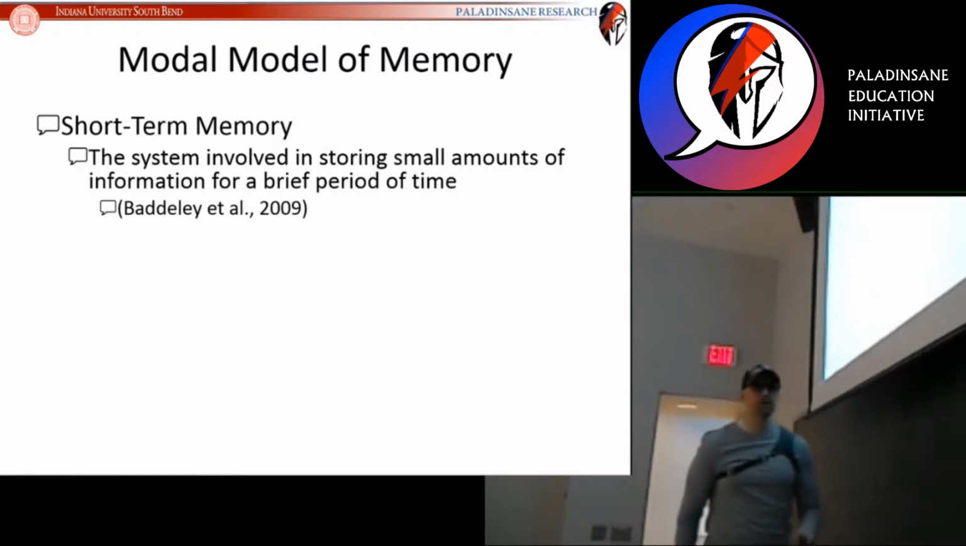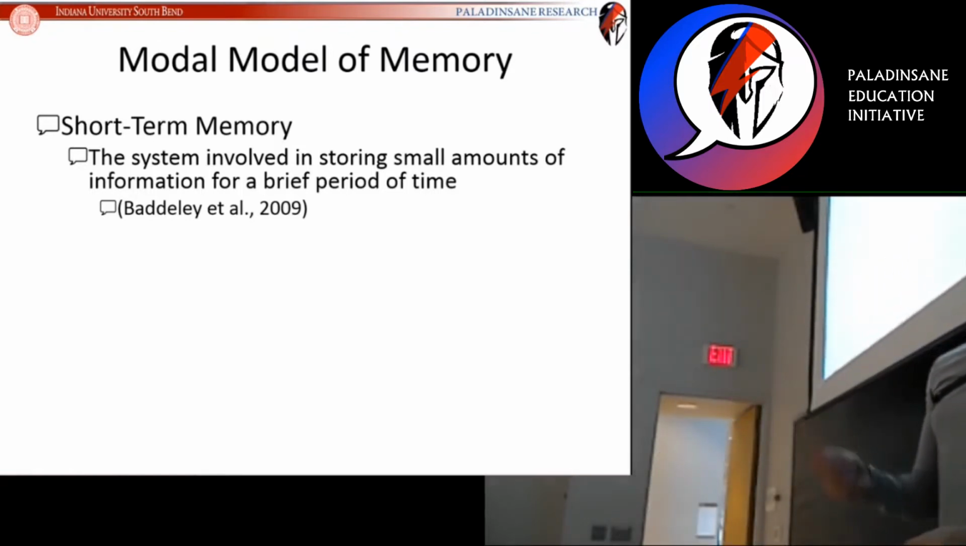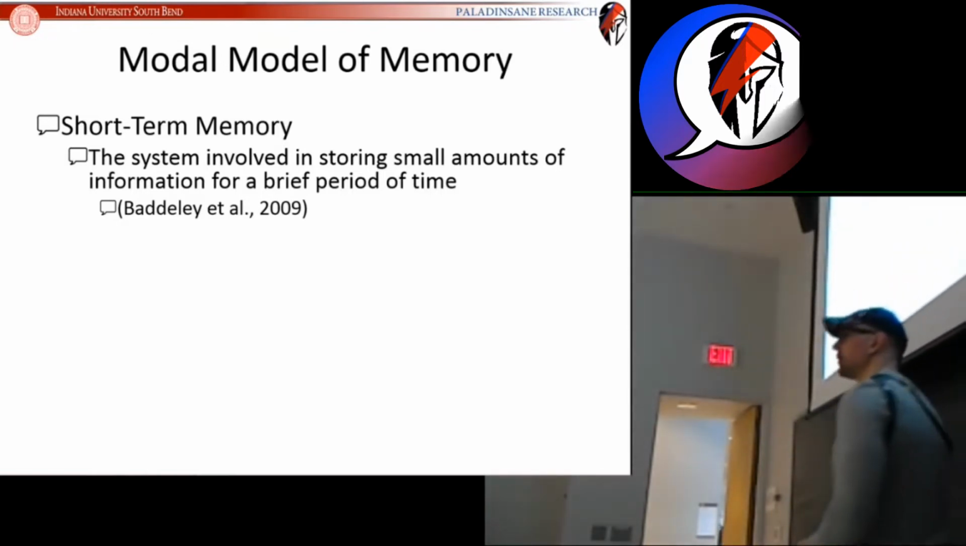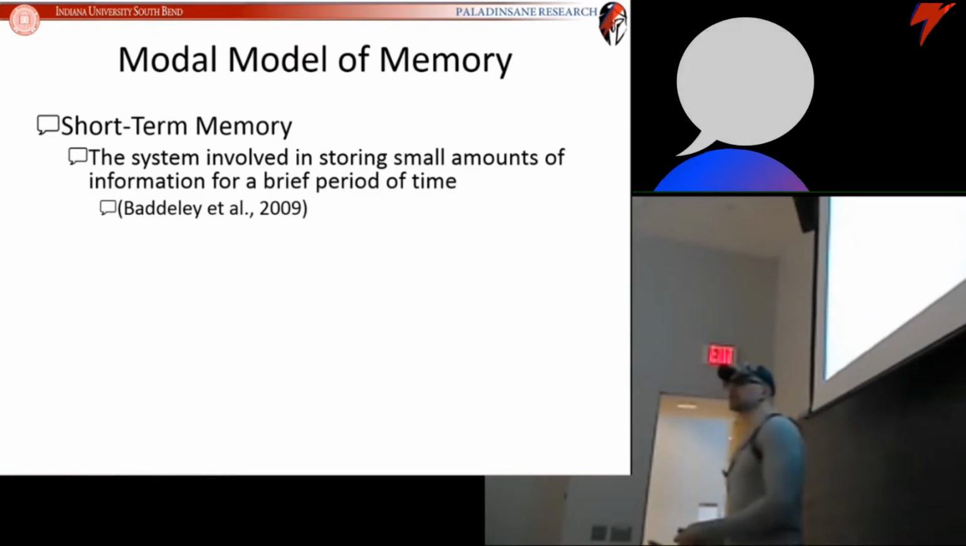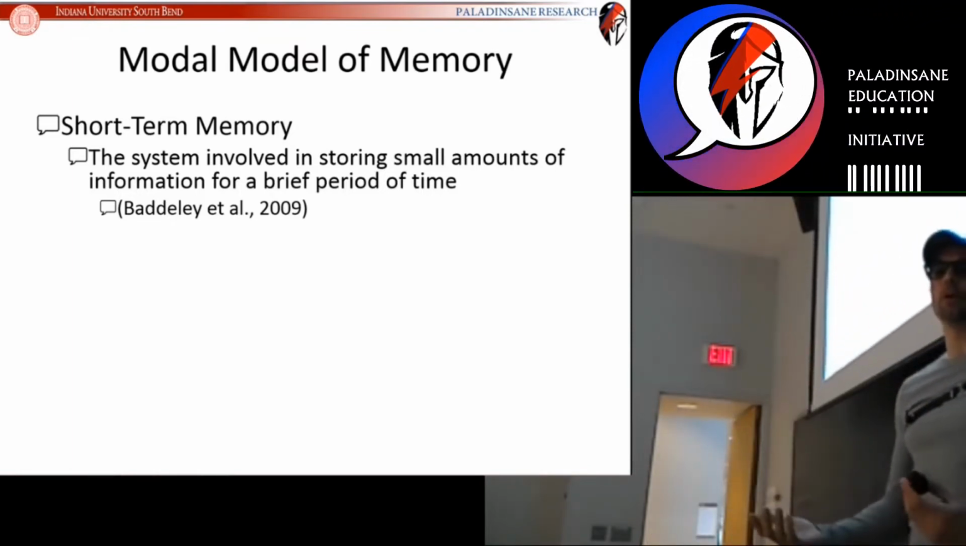And short-term memory, I'll just read this off because we're going to be talking about definitions. It's the system involved in storing small amounts of information for a brief period of time. So that's the definition of short-term memory: the system that's involved in storing small amounts of information for a brief period of time.